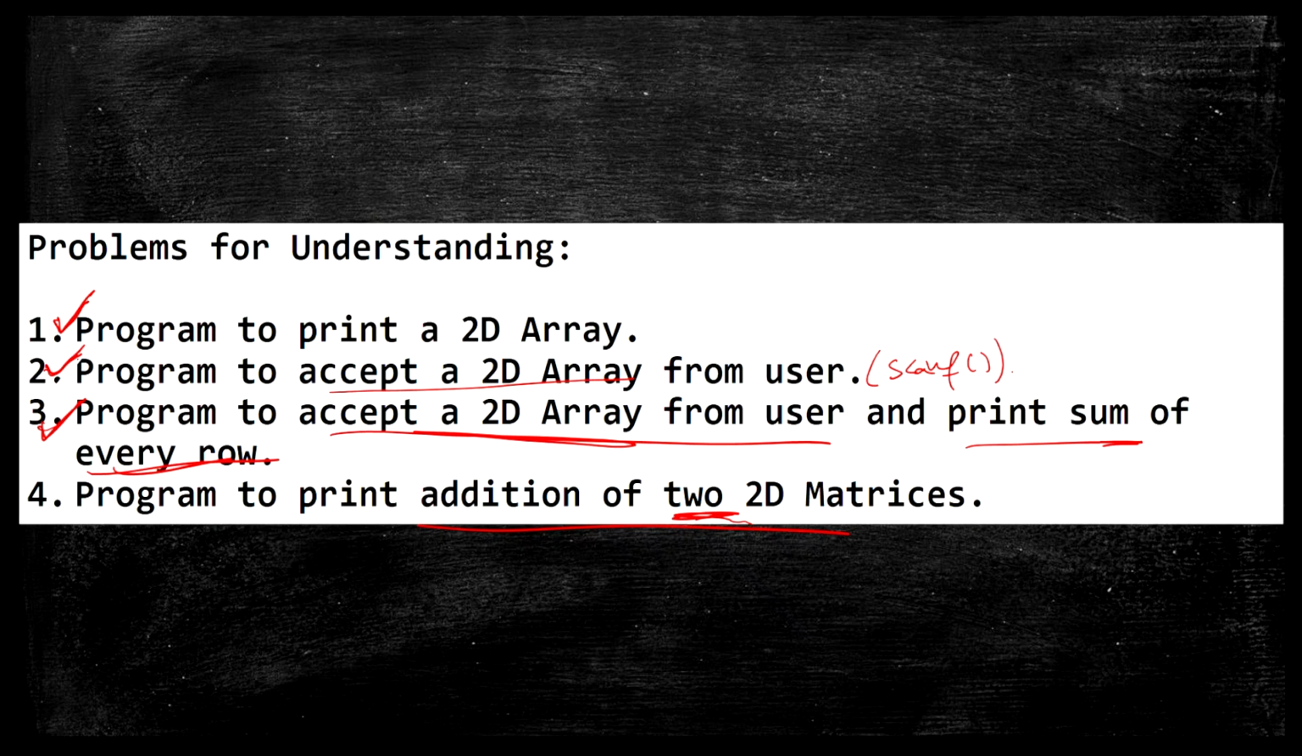So today we have discussed the operations of 2D arrays. We have discussed how to initialize a 2D array, and also how to declare an array, how to accept an array from the user, and how to print.